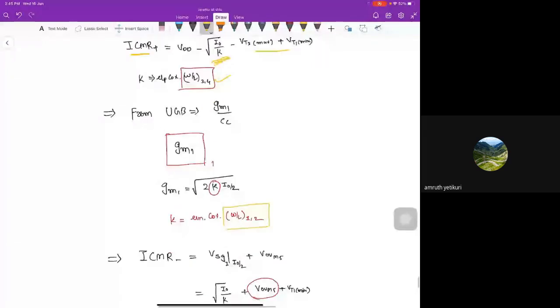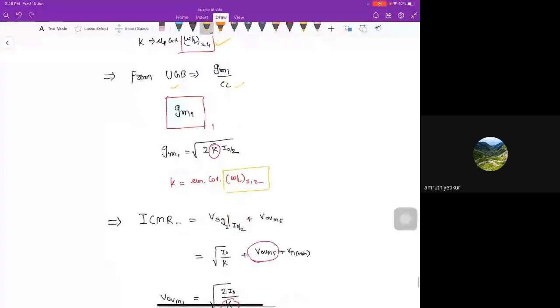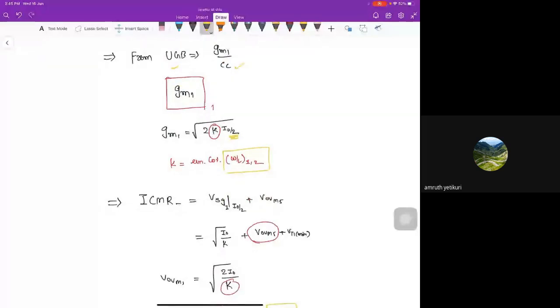And UGB is gm1 by CC. We know UGB, we know the CC, so we get gm1. But for gm1, we know the value of the current I naught, and this I naught by 2. So we can find the value of K here, and from the value of K, we will get the value of W by L of 1 and 2.